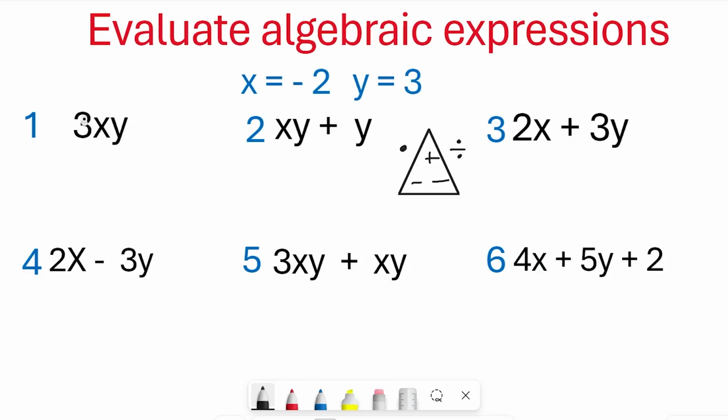Well, for number one, this means that we're going to be multiplying. All of this is multiplication. This is 3 times x, whatever this is going to be, times y. Okay, so what we're going to do now is replace the values. I'm going to use parentheses to show that we have multiplication. So that would be 3 times x and then times y. Parentheses means that you are ready to multiply.